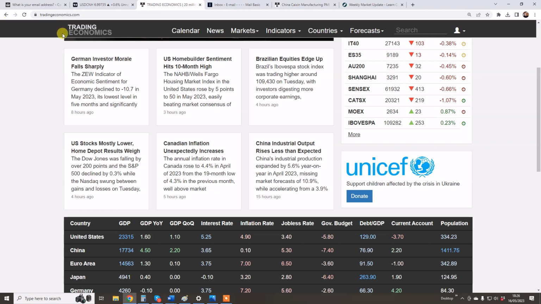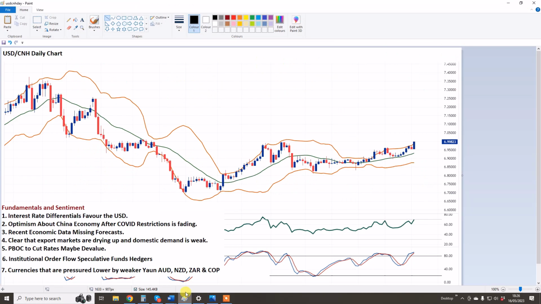Now, for anyone unfamiliar with Trading Economics, it is a great site. Millions of indicators on all major economies in the world. So you can look up lots of Chinese data here. If you do, you'll see most of the recent data below forecast. Okay, going back to the chart.